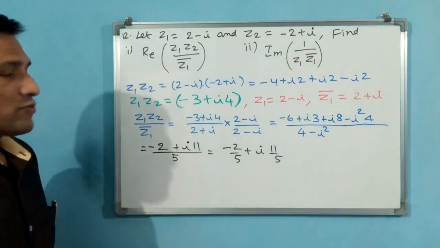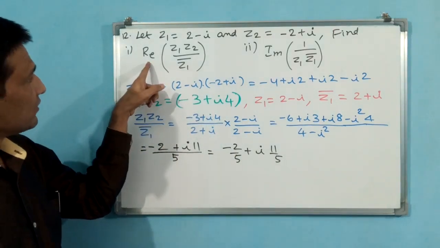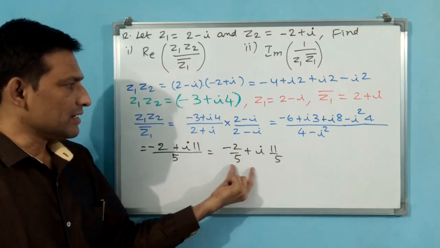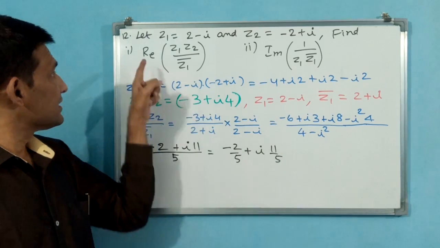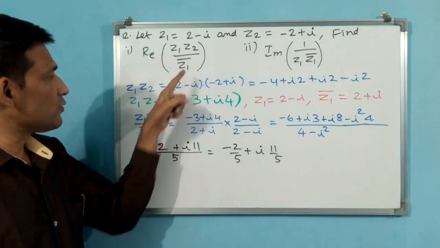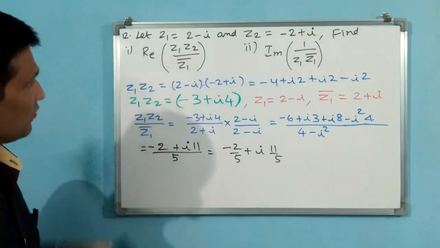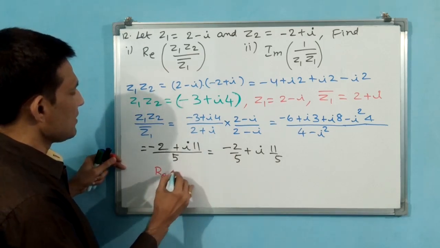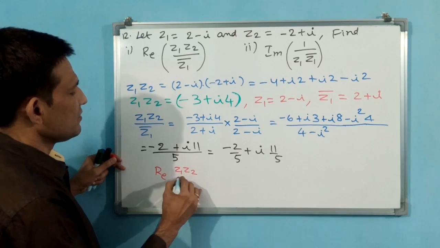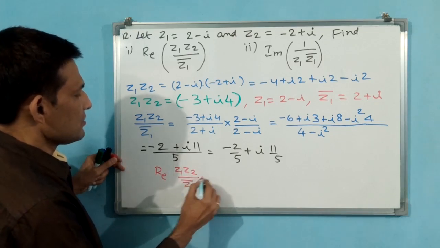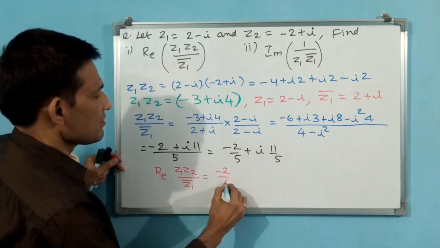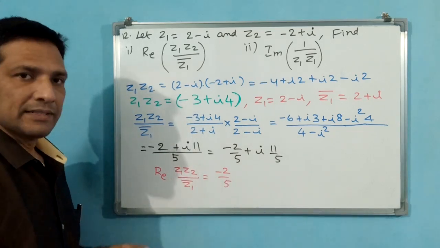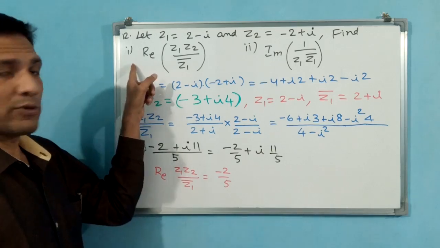Okay. Now you go for the question. What did he ask? He asked for the real part of this one. That means only this one. He doesn't care about the imaginary part. He is asking only for the real part of Z1, Z2 by conjugate Z. You write again this, equal to minus 2 by 5. Real part of Z1, Z2 by Z1 conjugate is equal to minus 2 by 5. This you have to keep. Okay? You understand? Okay.